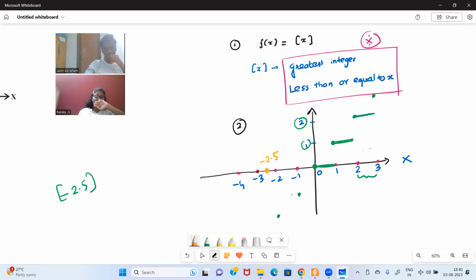Now tell me all the integers which are less than minus 2.5, Levin. Minus 2, minus 1, 0. Are they less than minus 2.5? Okay, they're greater. Less than means you should go left: minus 3 or minus 4. Yeah, you should go to the left on the x-axis.